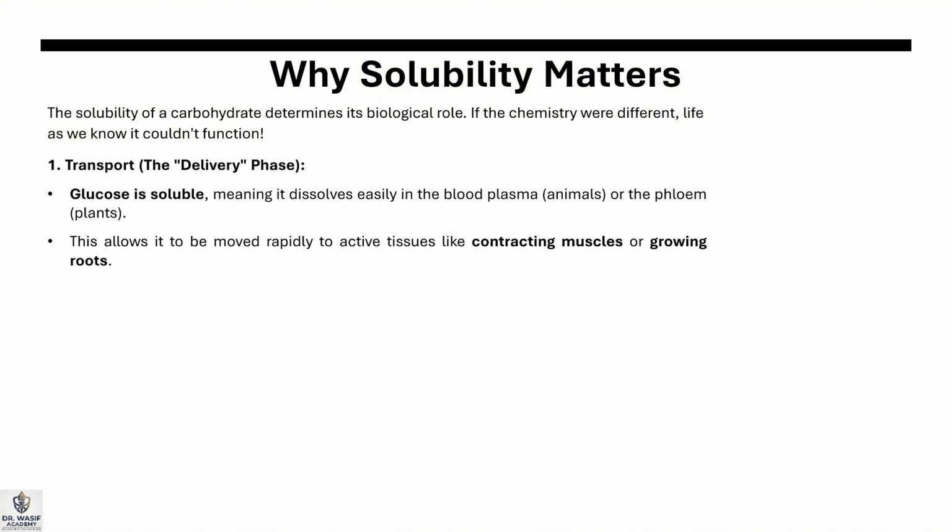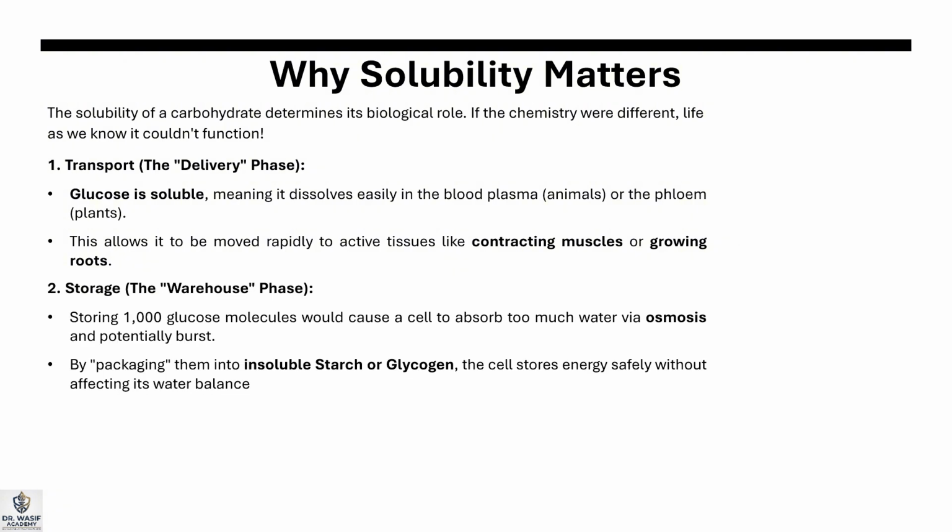First of all, let's talk about transport. Because glucose is soluble, it dissolves easily in blood plasma or plant fluid. Think of it as a delivery service. It can be moved rapidly to where it is required the most, like your working muscles or a plant's growing roots.